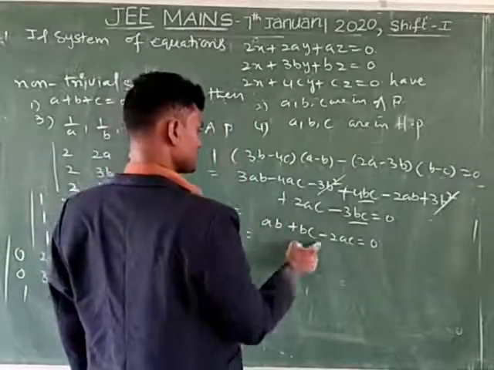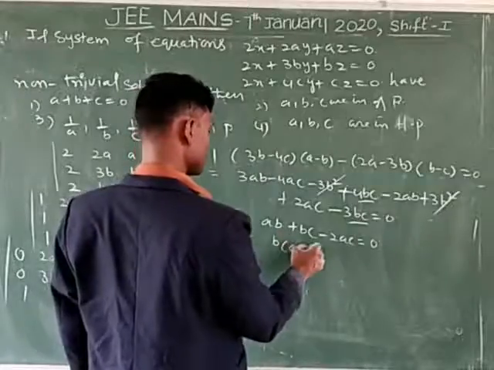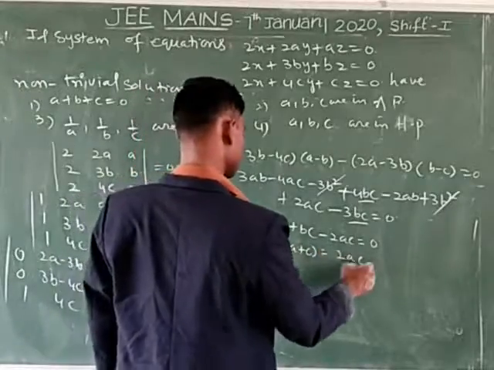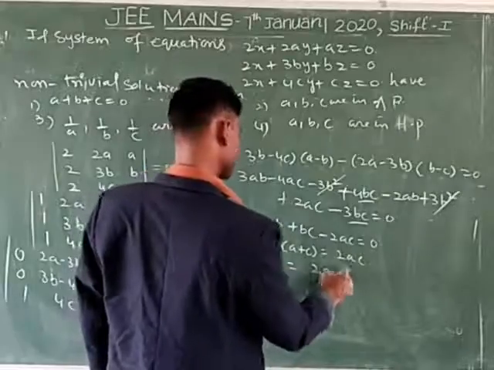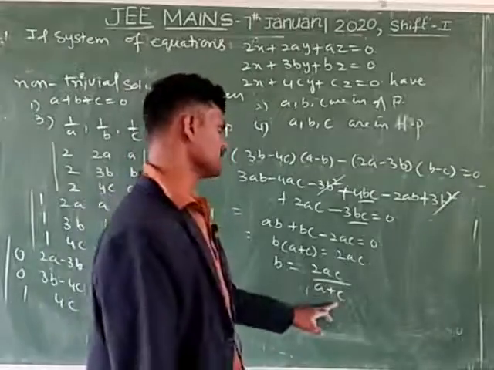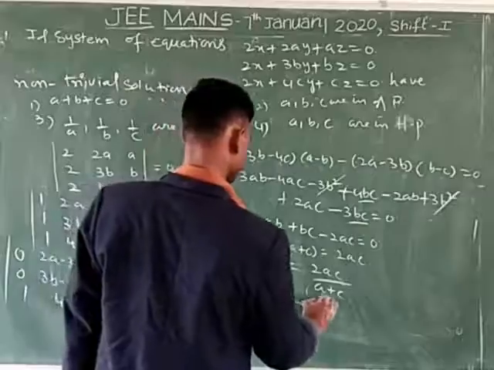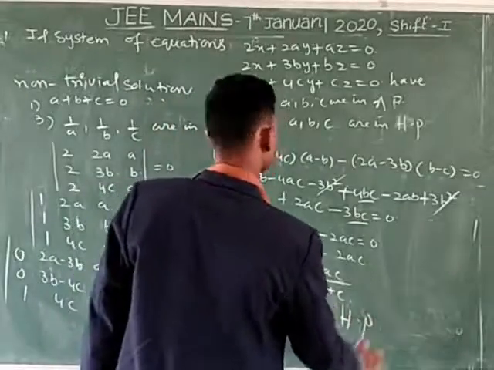Now in these two terms you have to take b common: b(a plus c) is equal to 2ac. Then b is equal to 2ac by (a plus c). So a, b, c are in HP, harmonic progression.